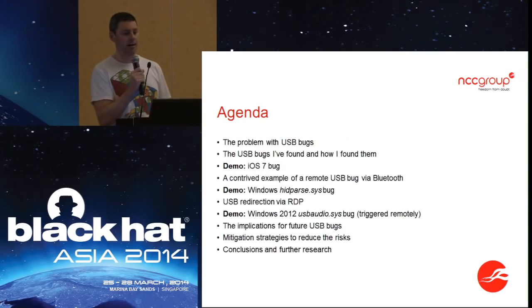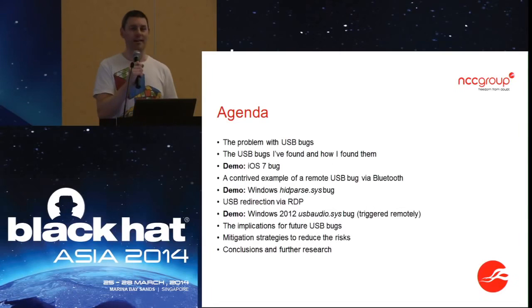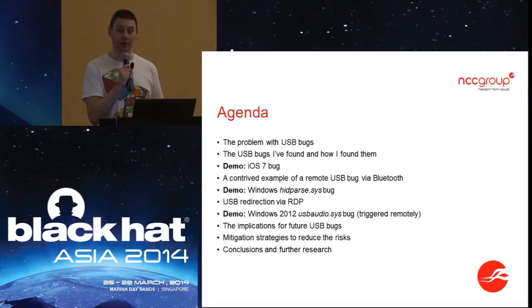Okay, so first of all, we're going to talk about what the main problem with USB bugs is. And when I say problem, this is the main reaction I get from people when I demonstrate USB bugs. Then I'll move on to talk about how I go about identifying USB bugs. I've been looking at them for a number of years and have come up with a range of different approaches for finding bugs. So I'll go through some of those, talk about some of my experiences and some of the things that I've found. Then I'll demo an iOS 7 bug that was patched, and the patch was released the other day.